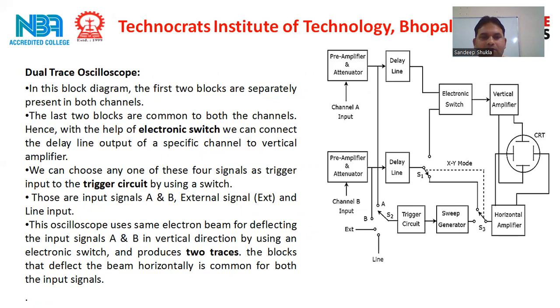With the help of an electronic switch, we can connect the delay line output of a specific channel to the vertical amplifier, and we can choose any one of these four signals as a trigger input to the trigger circuit. Those are the input signals A and B, external signals, and the line input. This oscilloscope uses the same electron beam for deflecting the input signals A and B in the vertical direction by using an electronic switch, and produces two traces. The block that deflects the beam horizontally is common for both input signals.